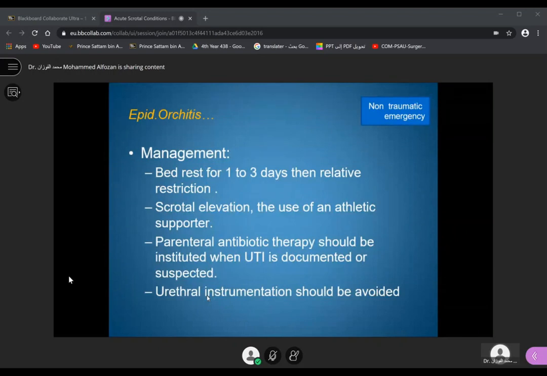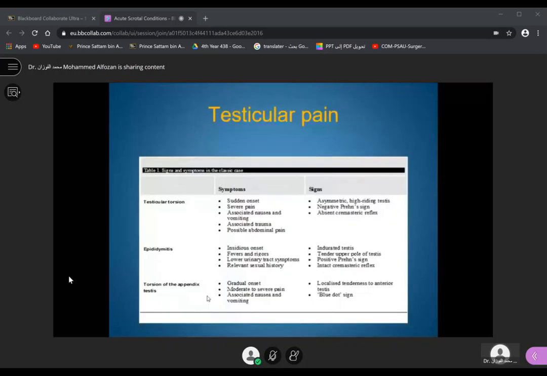If the UTI is the source, and the patient is febrile, that means it's systemic. The patient is septic. You will have to give IV antibiotic and keep him for observation. You have to avoid any urethral instrumentation unless the patient is not able to empty his bladder. So this is important to differentiate between the presentations.